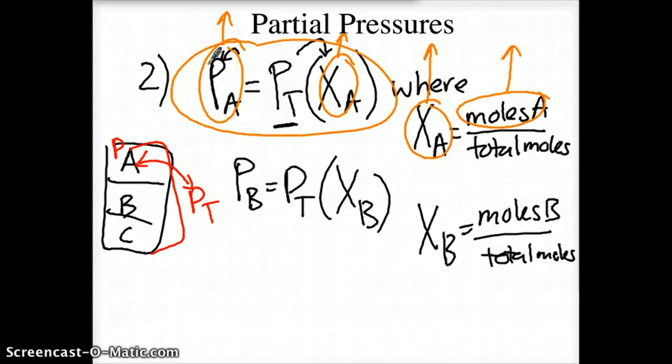Now let's apply it to a few example problems. So, for example, a scuba tank is filled with 3 gases. The partial pressure of O2 in the tank is 0.87 ATM, N2 is 1.1 ATM and CO2 is 0.01 ATM. What is the total pressure of the tank?